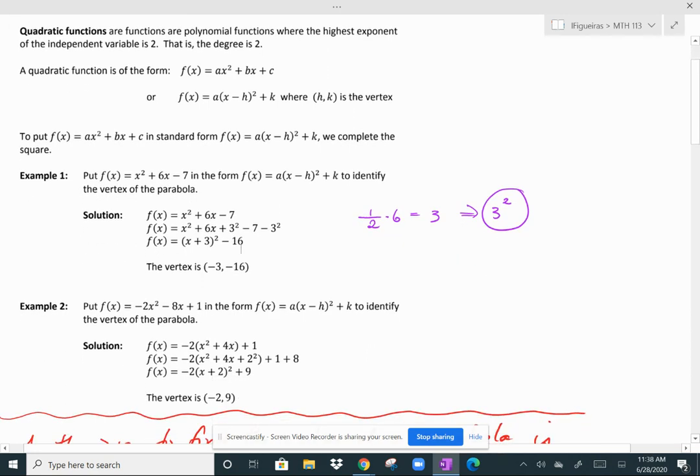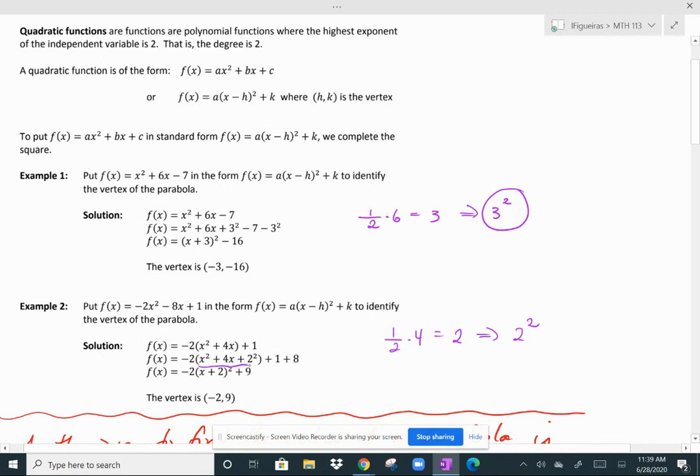This one's a little bit more complex because I have this leading coefficient here, and that's something we're going to have to keep track of. First, I'm going to factor out a negative 2 from the x terms. When I do, you're left with this as your function. Now I need to complete the square on this portion of it. So you take half of 4, which is 2, and then you square it. And then that has to get added to this part of it.